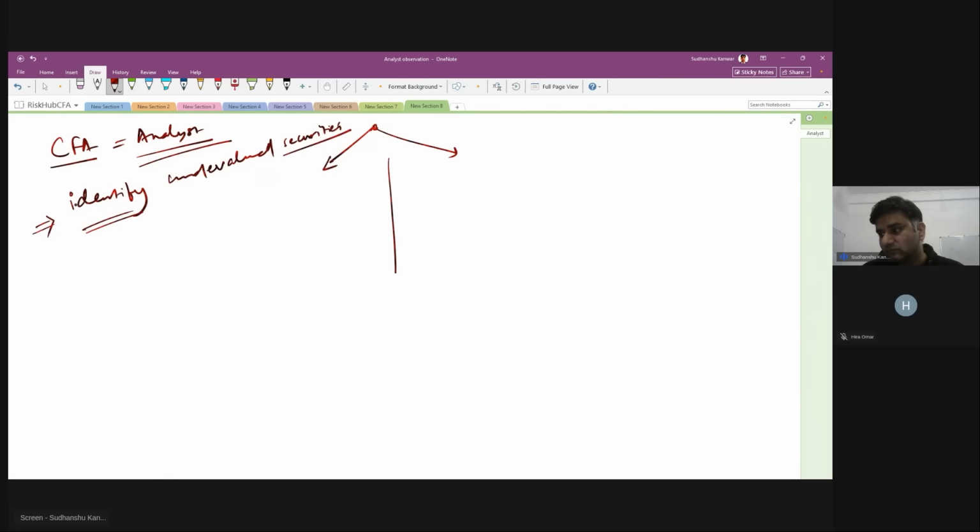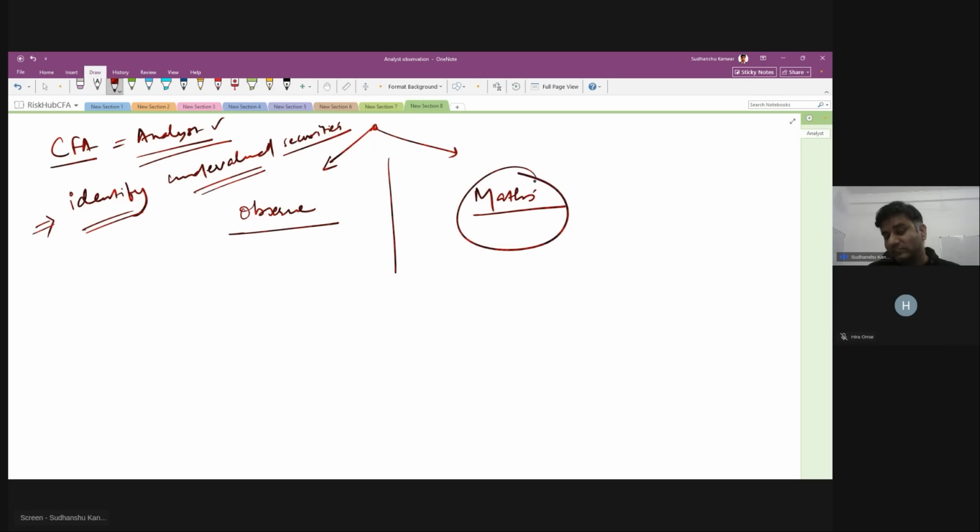I told you CFA is mostly Warren Buffett's philosophy, right? That you are identifying the undervalued securities. So the whole point of learning CFA is to become a good analyst, right? Identify undervalued securities. To do that, we have two thought processes. One is we observe the market. One is we do the calculation by maths.